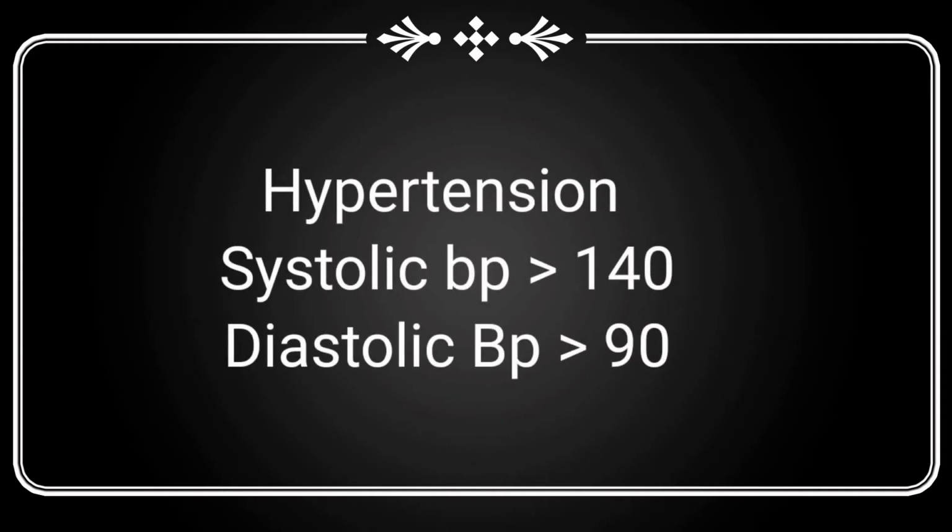Hypertension is defined as systolic blood pressure more than 140 millimeters of mercury and diastolic blood pressure more than 90 millimeters of mercury over two readings measured at more than two separate clinical visits. It cannot be diagnosed at one reading unless it is severe or there is associated end organ damage symptoms.